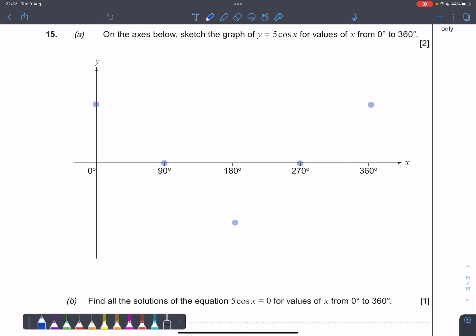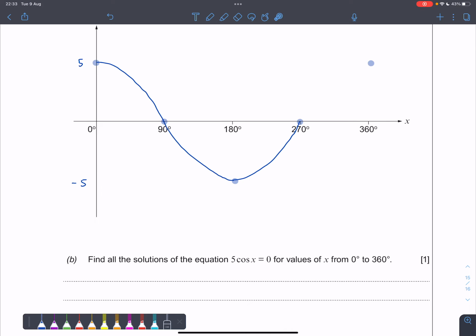Okay, so let's put in some values. That's going to be 5. This value down here is -5. So our graph, which I always find difficult to draw, is going to come down like this, down to my minimum, and then it starts coming back up. So I don't know what happened there.